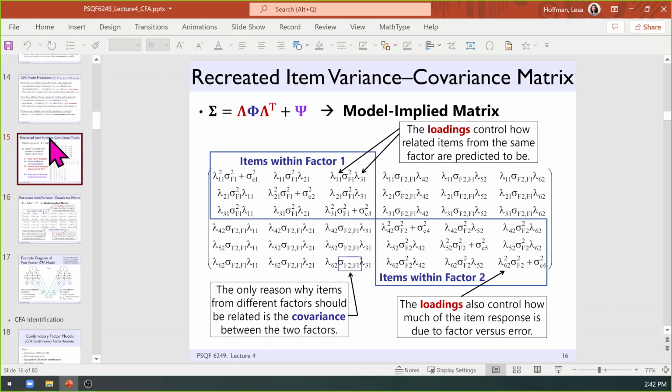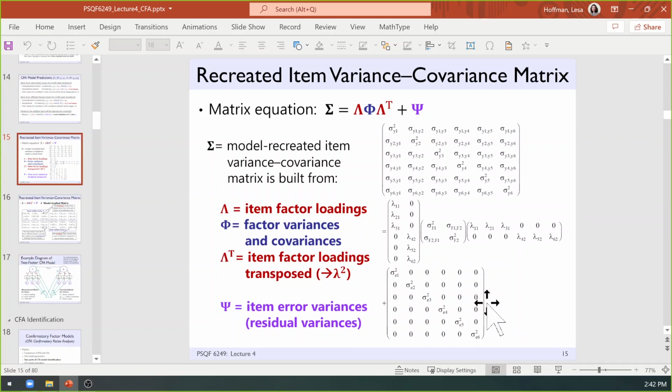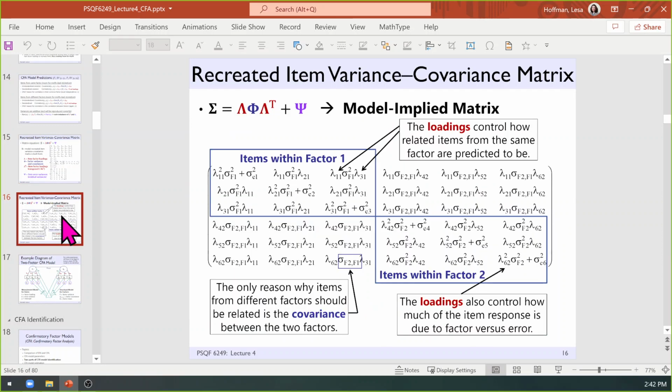And that is shown explicitly in the zeros on this last matrix here. The E's are unrelated according to this model. So all of the reasons why items are related is because of the factor, not because of E. The same patterns hold if we look at the items within factor 2. It's the loading of one item times the variance of the factor times the loading of the other item, and that gives us our pairwise covariance.